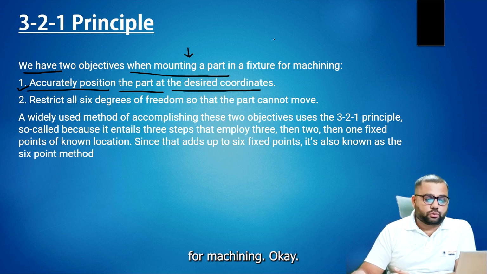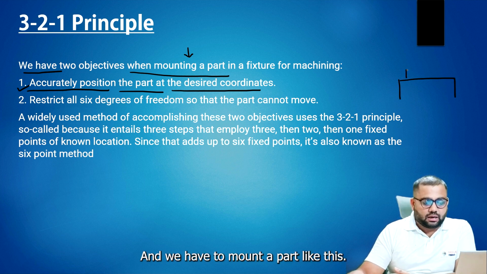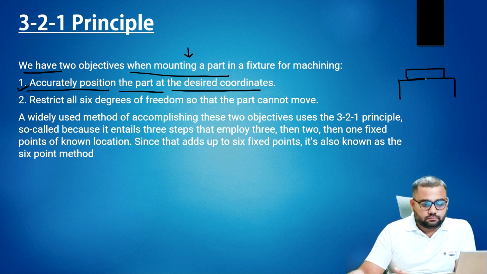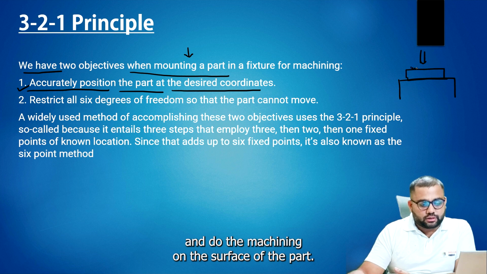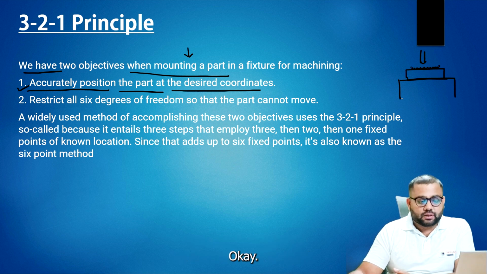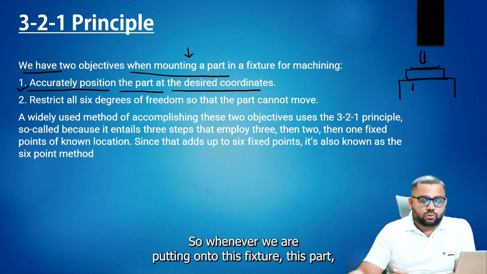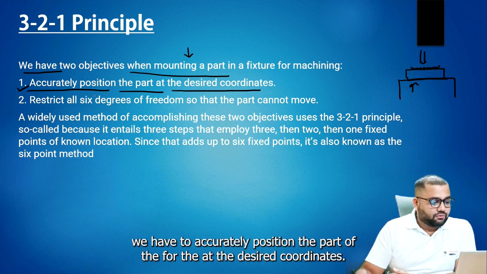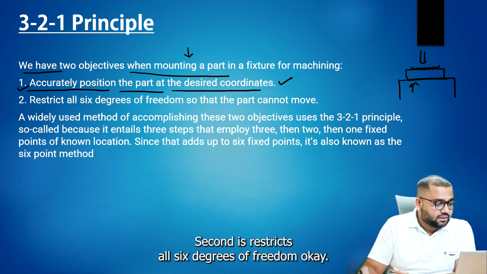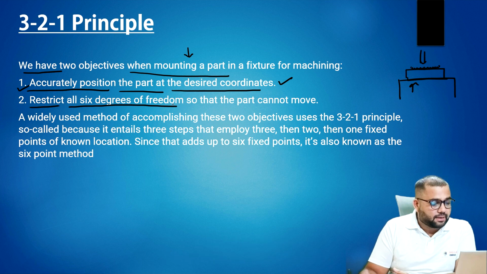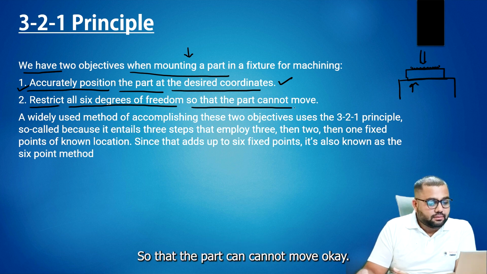Let's say this is a fixture, and we have to mount a part like this. Then the mandrel will come and do the machining on the surface of the part. Whenever we are putting the part onto this fixture, we have to accurately position it at the desired coordinates. The second objective is to restrict all 6 degrees of freedom, so that the part cannot move.